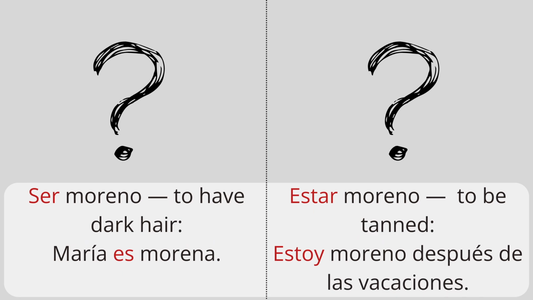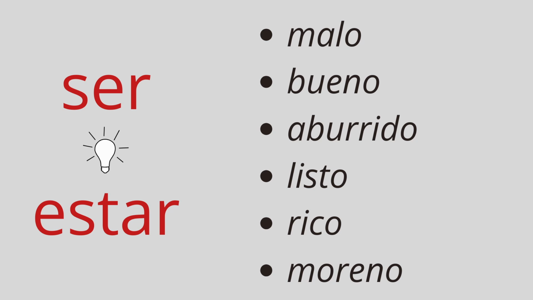And the adjective moreno. Ser moreno means to have dark hair or dark skin. María es morena. María is dark-haired. Estar moreno means to be tanned. Estoy moreno después de las vacaciones. I'm tanned after the holidays. This list of adjectives can go on.